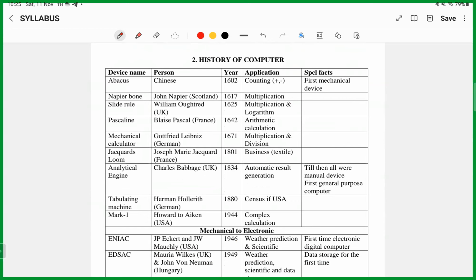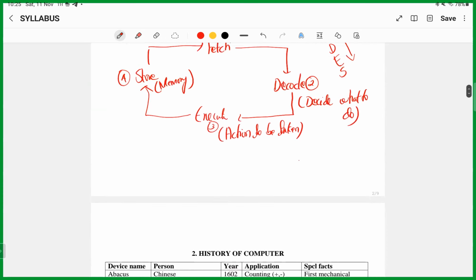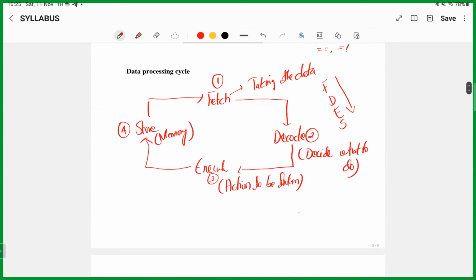So actually, who is the father of computer? I want the answer again. Charles Babbage. I want to prove it wrong today. But before that, there were some devices that were introduced into the world which did the functions of a computer.